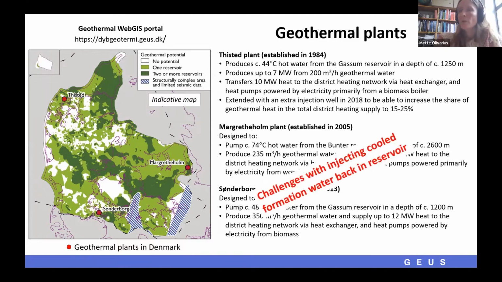However, for these 2 plants, there have been challenges with injecting the cooled formation water back into the reservoir. That has mostly been technical issues, showing that you need a certain amount of experience. When we have built so few plants in Denmark, we perhaps didn't know exactly how to design everything. But I think we have really learned a lot from this.